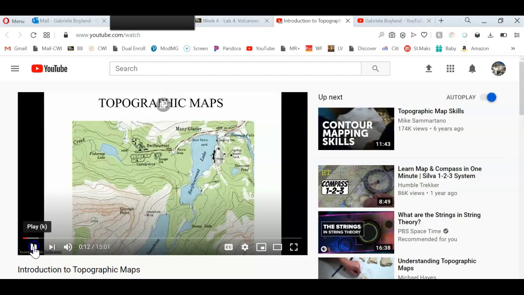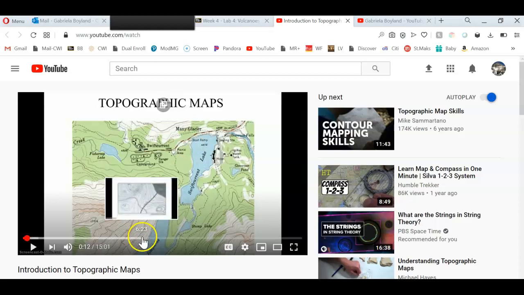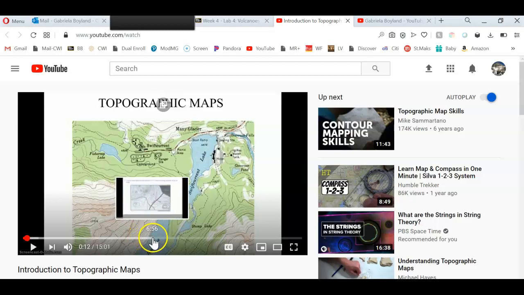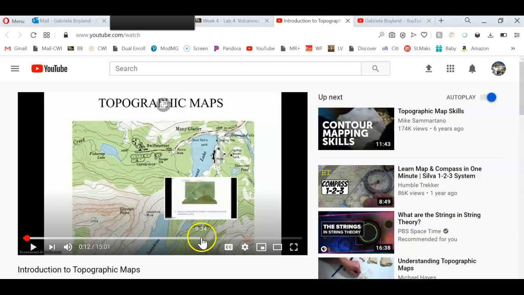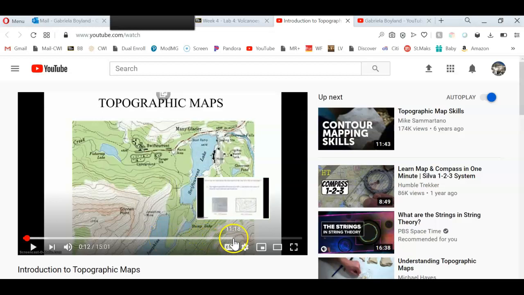So I'm not going to go ahead and play it for you now, but again, if you need extra help on understanding topographic maps, do look at this video at least until minute, I think it's about 7 or so. Everything's going to be useful. After that is just practicing different skills which you may be interested in, which is perfectly fine, perfectly reasonable.